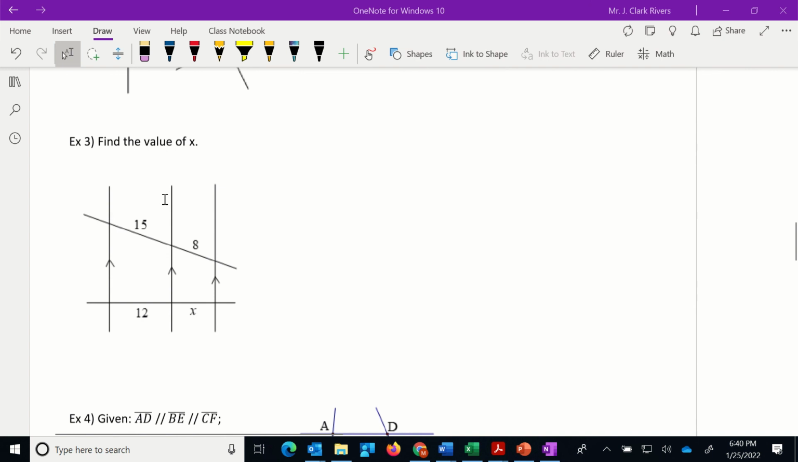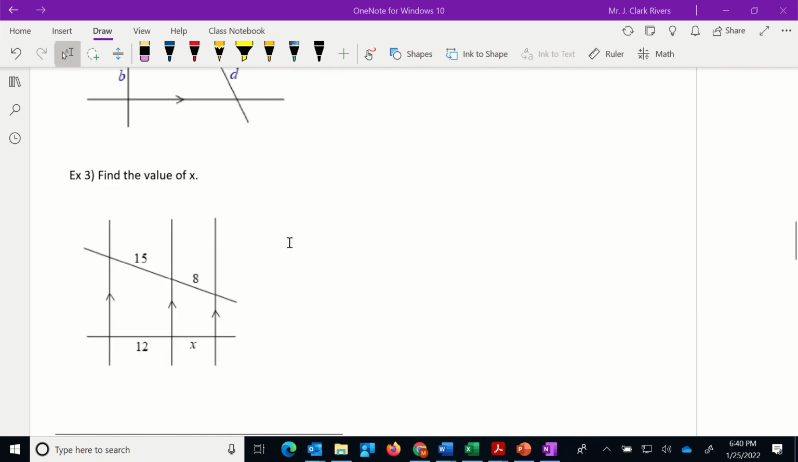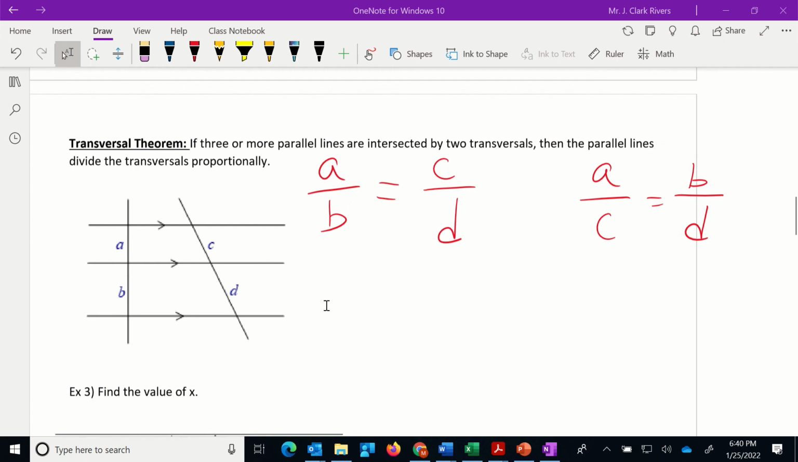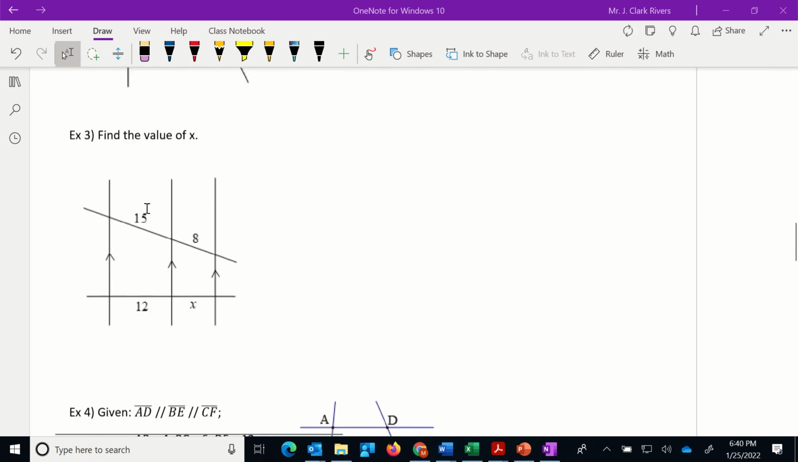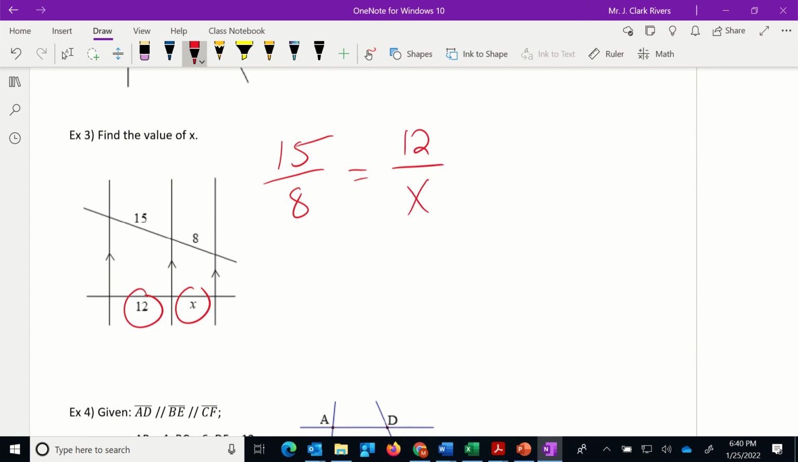All right, well, we've got 1, 2, 3 parallel lines crossed by 2 transversals. We can use the transversal theorem. Here we go. I'm going to go left over right. You may not have done it that way. That's okay. 15 over 8, that is left over right, is equal to left over right on the bottom side, 12 over x. And if you have a different proportion than me, that's okay. You're going to see that it ends up being the same as mine if you did it correctly.